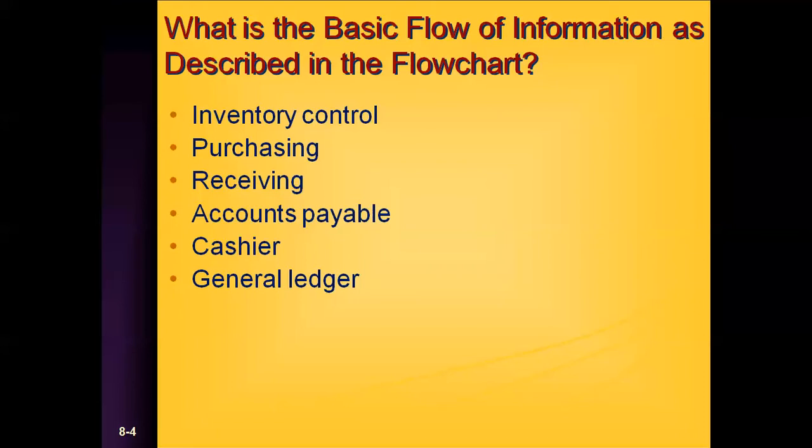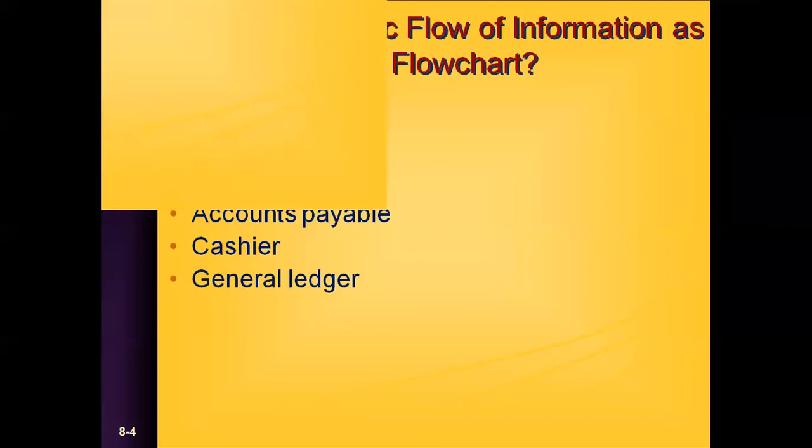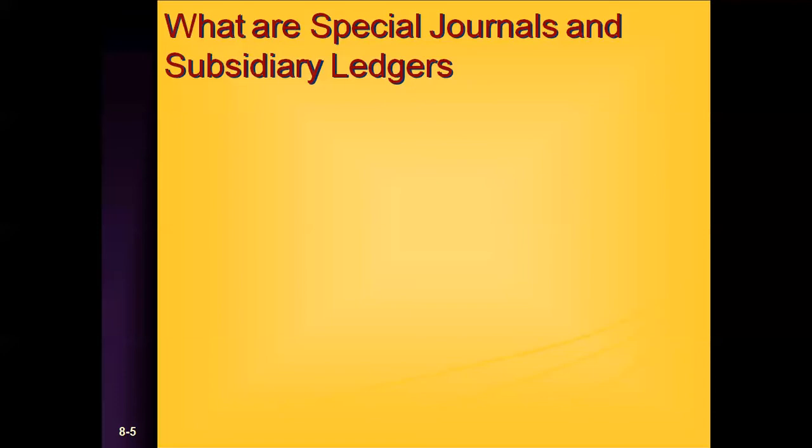Pretty simple process. Okay. So, as you can imagine, in larger companies, there are hundreds, sometimes thousands. In fact, in companies like General Motors or IBM or even Apple, there'll be millions of transactions. So, how do you keep track of all this stuff? Well, there are special journals and special ledgers, which are called just that, special journals and subsidiary ledgers.